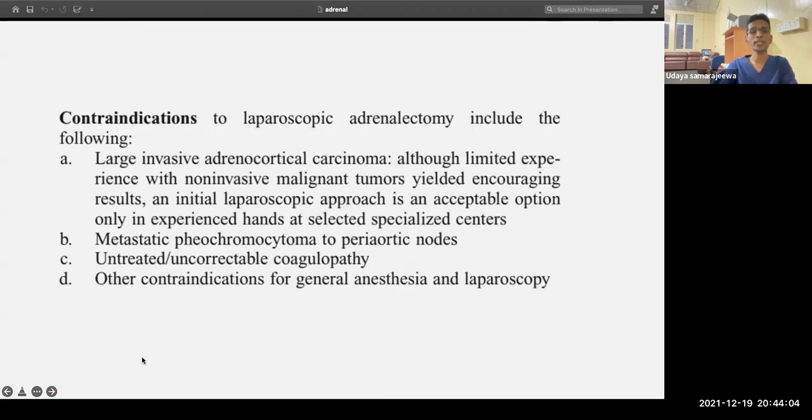So contraindications are large invasive adrenal carcinomas, metastatic pheochromocytomas, untreated coagulopathy, and other contraindications for general anesthesia and laparoscopy. So these are the contraindications for minimal invasive adrenal surgery.